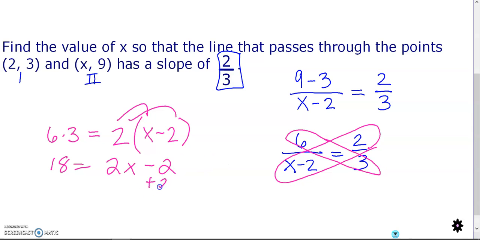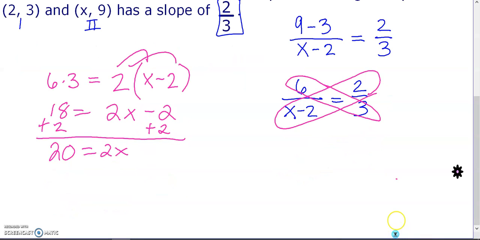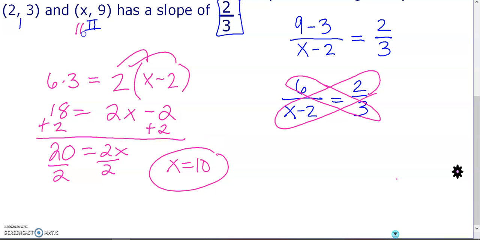I'm going to go ahead and add 2 to both sides to get 20 equals 2x. And my last step is to divide by 2. And we'll get x to equal 10. So now we know, whoa, that was messy. Now we know what the x has to equal to plug right in here so that we get a slope of 2/3.